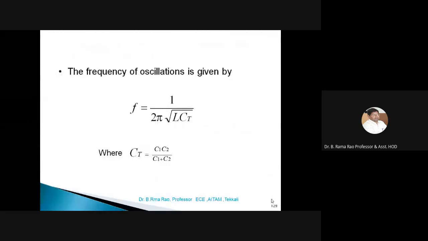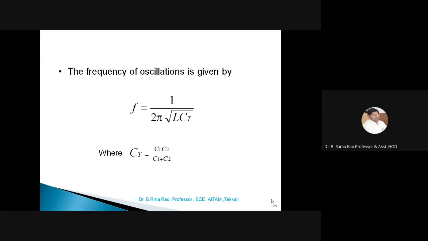Earlier to that, I have discussed the Hartley oscillator. So both are similar. The only difference is the tank circuit. In case of the Hartley oscillator, the tank circuit is made up of two inductors and one capacitor, whereas the Colpitts oscillator is made up of two capacitors and one inductor. That is the basic difference between these two oscillators.